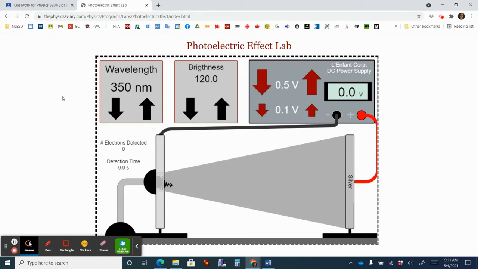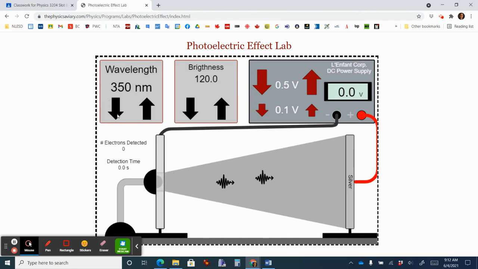Well, this is the Physics Aviary Photoelectric Effect Lab simulator. Right now, I have 350 nanometer photons impacting on this silver metal plate, and it is not causing the photoelectric effect. These photons do not have enough power to allow the electrons to escape from the silver metal.